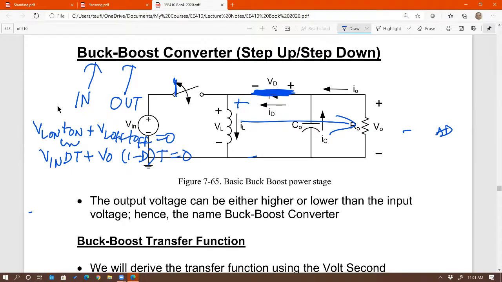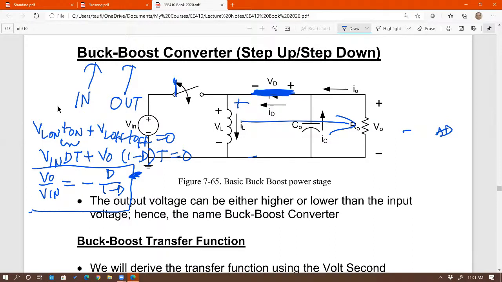So what is V out over V in from here? That's an easy algebra. Negative D over 1 minus D. Exactly. You see that? You finish in less than 1 minute, or maybe 1 minute. You see how easy it is to derive the transfer function for a buck boost if you stick with volt second balance, right? Look at the transfer function and then we can adjourn.